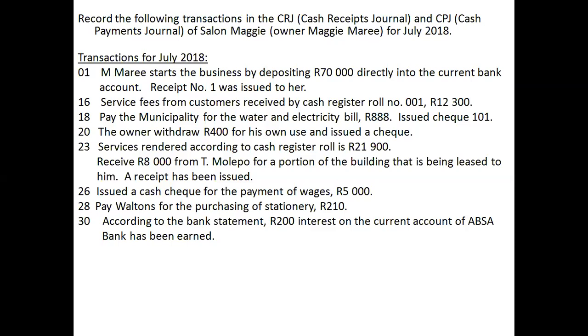Right, on the 26th, issue a cash check for the payment of wages, 5,000 Rand. Okay, it is wages, you pay it, it's a check. So that transaction should go to the CPJ. So we're going to leave that one. On the 28th, pay Waltons for the purchasing of stationery, 210 Rand. So you're going to pay for stationery. It will be a check that will be issued. So again, it will go to the CPJ. So we're going to leave that one.